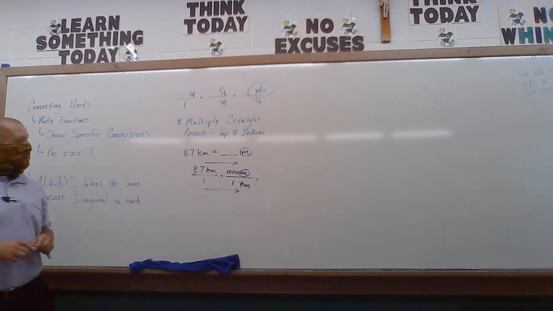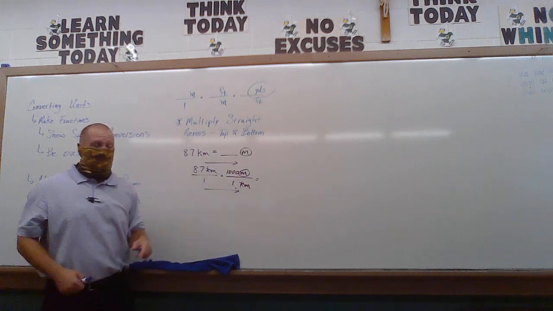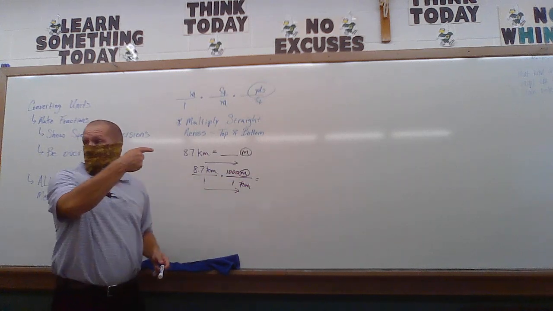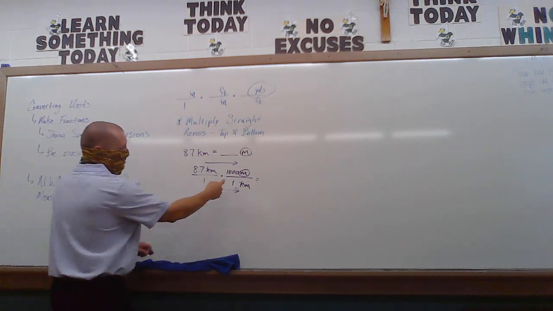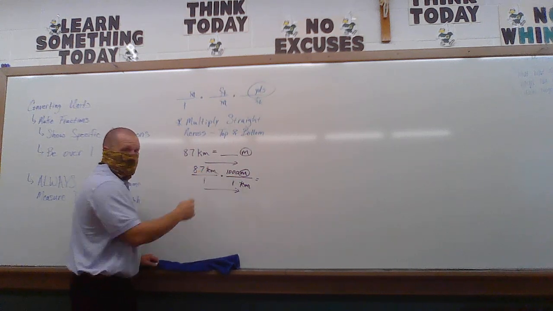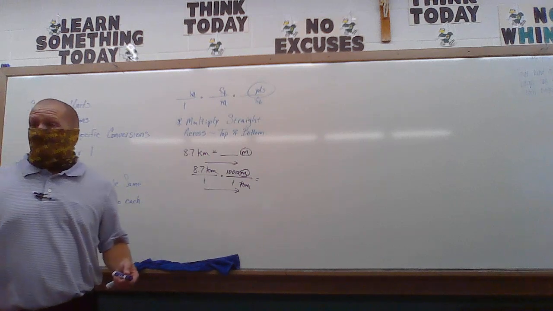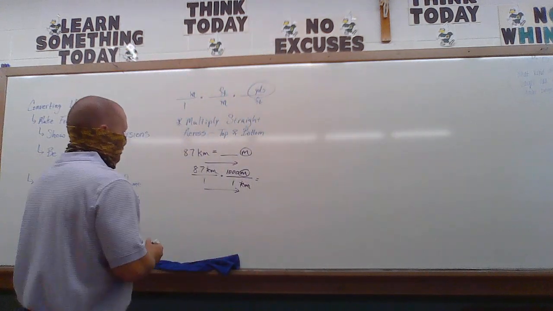So again, if you knew that there was 1,000 meters in a kilometer, you could have taken the original problem and just moved your decimal where? 3 places to the right. Right? And again, why is it 3 places? Because there's 3 zeros, right? So I could have just went 1, 2, 3. And that's why the metric system is way easier than the standard units that we use. Because all you have to do is move your decimal.